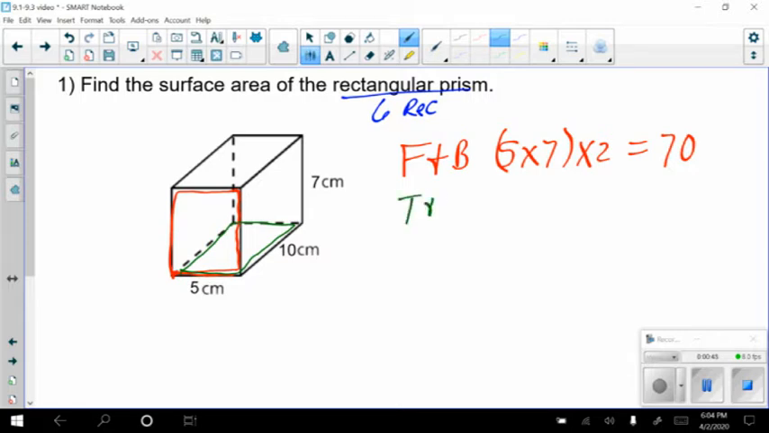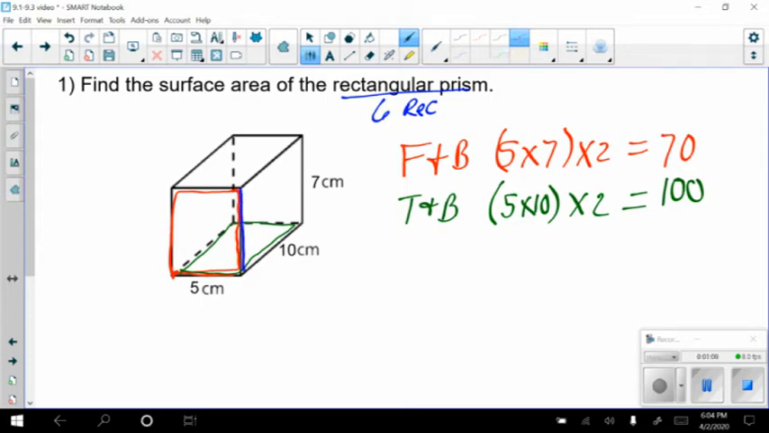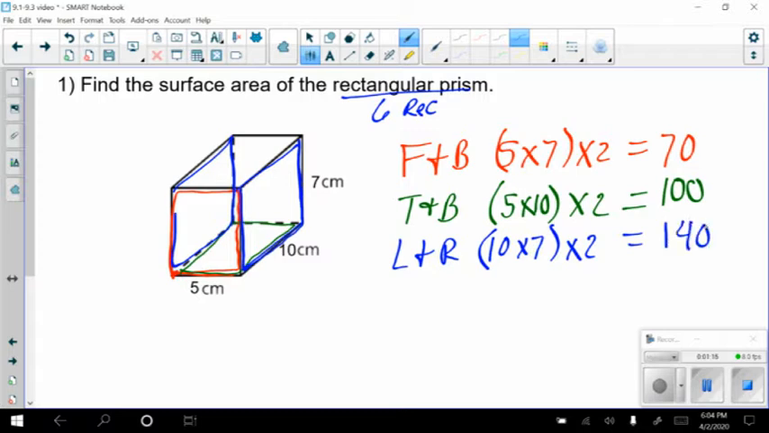We'll label this top and bottom. And we have 5 times 10. That's one rectangle. There are 2 of those, so that total would be 100. And I also have this right rectangle here. It has a length of 10, a width of 7. It's the same as the left one, so I'm going to label this left and right. 10 times 7 times 2, which would be 140.